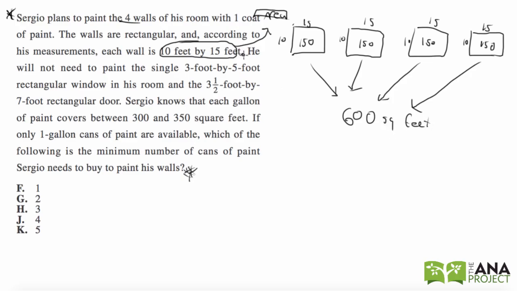We've only read 2 sentences and we already have this much in terms of notes. We're just absorbing the problem piece by piece and we're using anticipation. So Sergio plans to paint 4 walls. Each wall is 150 square feet. All 4 walls together add up to 600 square feet. He will not need to paint the single, okay, so here are the exclusions.